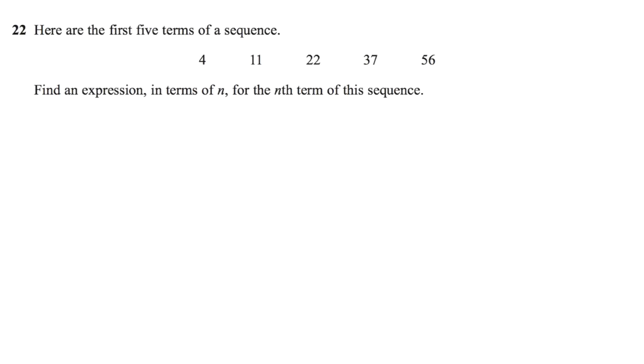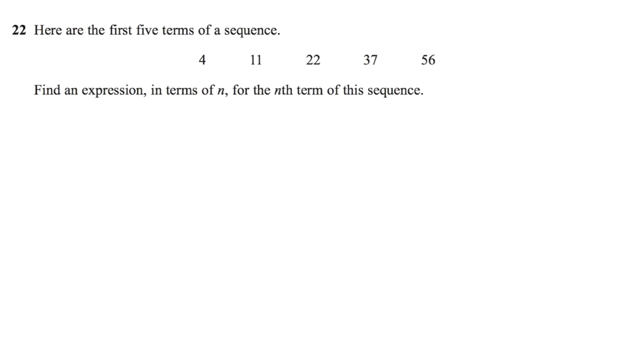Hi, and welcome to Math Together. In this lesson, we'll be focusing on question 22. Here are the first five terms of a sequence: 4, 11, 22, 37, and 56. Find an expression in terms of n for the nth term of the sequence.